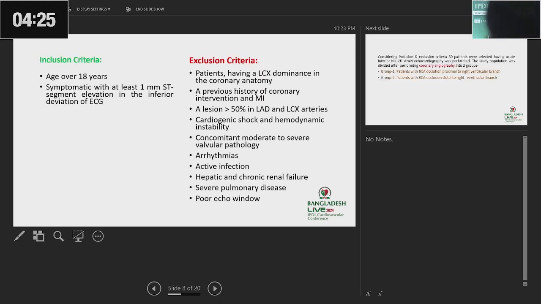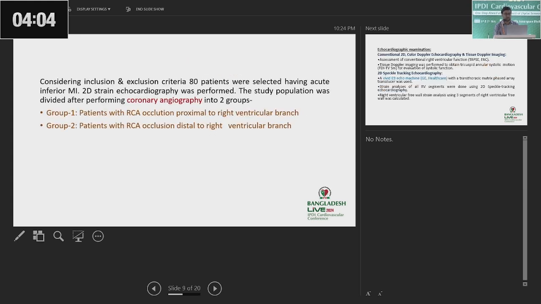So the main inclusion criterion was symptomatic acute inferior MI, and the main exclusion criteria were patients having LCX dominance in coronary anatomy, previous history of any intervention or MI, a lesion more than 50% in LAD and LCX artery, and any hemodynamic instability like cardiogenic shock or arrhythmia, and concomitant moderate to severe valvular pathologies. Considering the inclusion and exclusion criteria, 80 patients having acute inferior MI were selected.